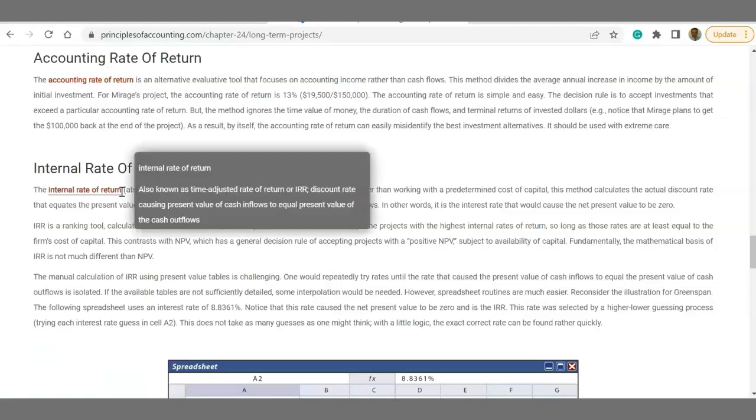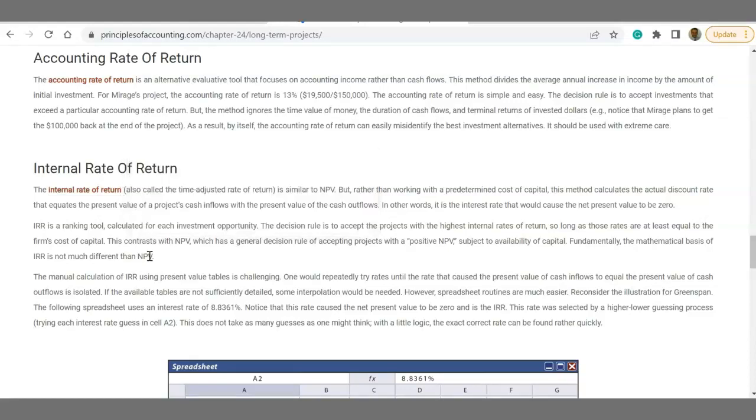Internal rate of return is also known as the time adjusted rate of return, or IRR. It's the discount rate causing the present value of cash inflows to equal the present value of the cash outflows. Finding the internal rate of return is a little more complex than finding a present value, because you are going backwards.